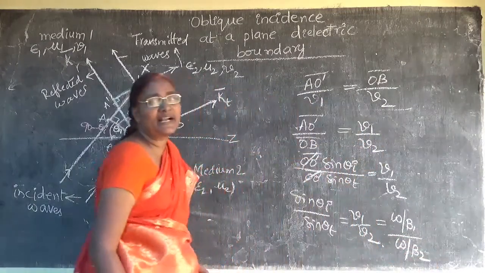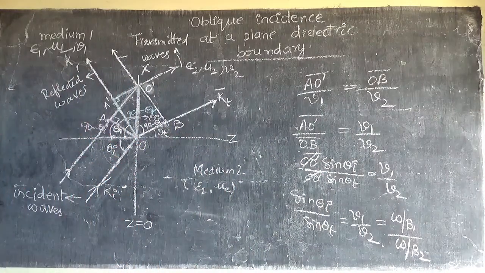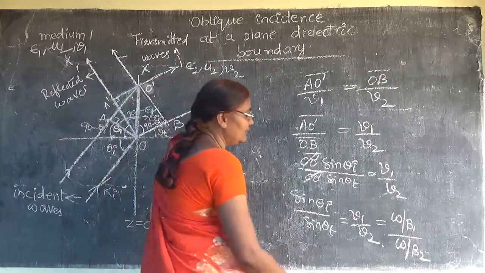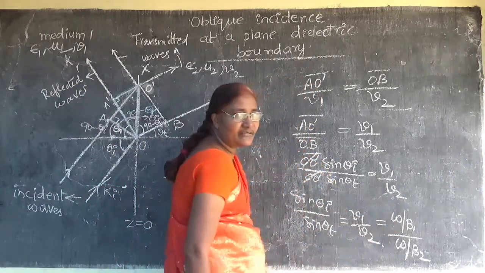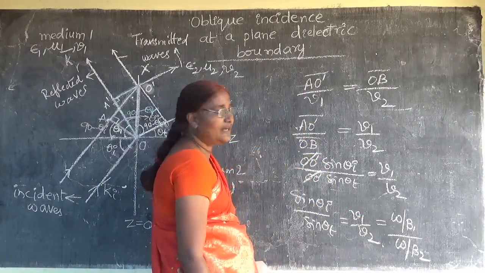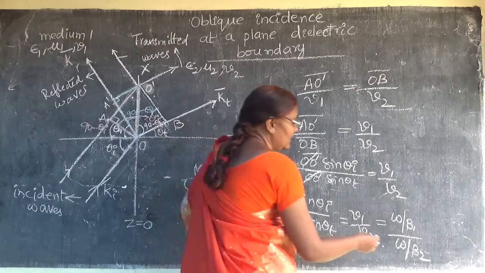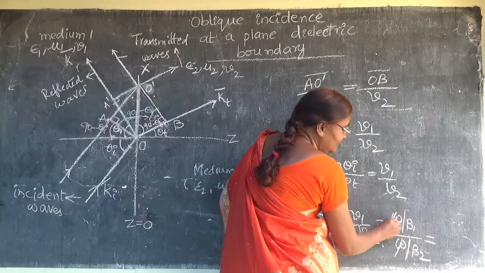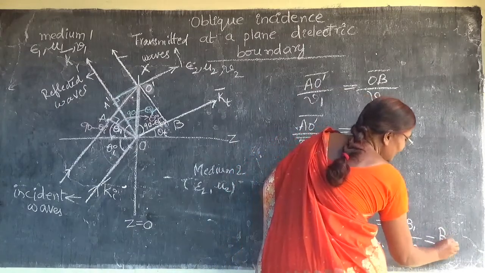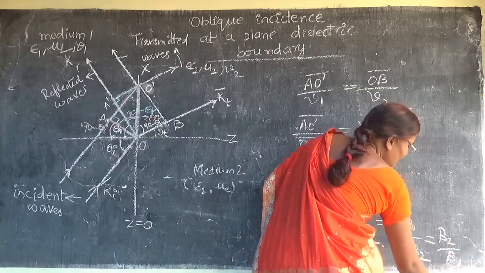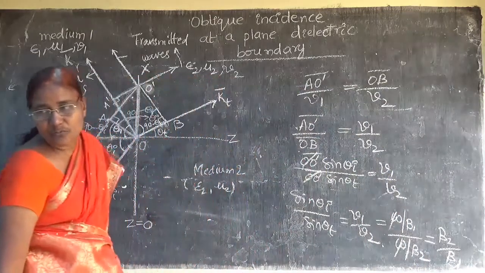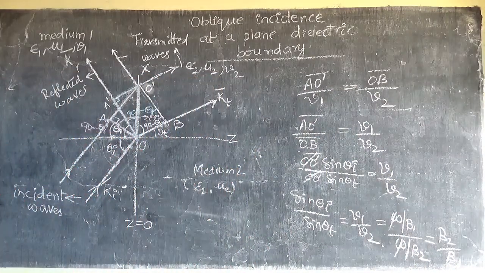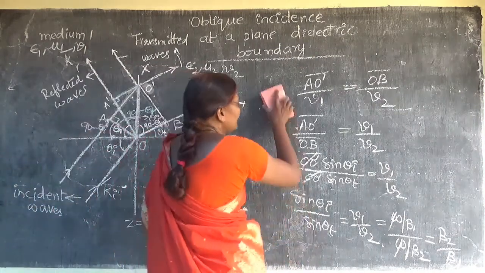V2 badalu omega by beta 2, where omega is the angular velocity and the frequency. It is dependent upon the frequency, and frequency of the wave will be same for all the media. So ikkada emaindi omega cancel avutadi. So my answer will be beta 2 by beta 1. So I can write this equation like this.